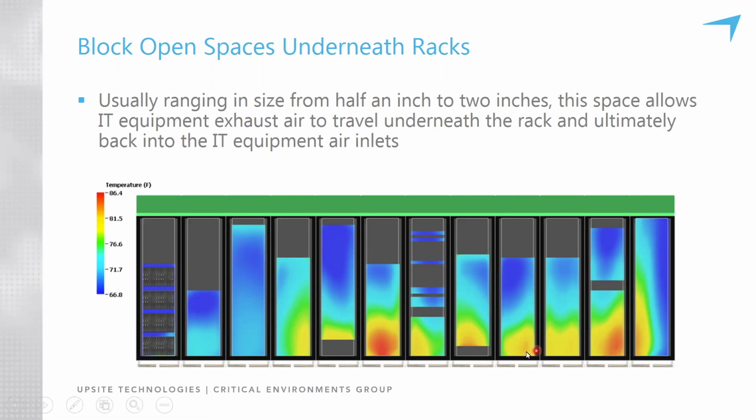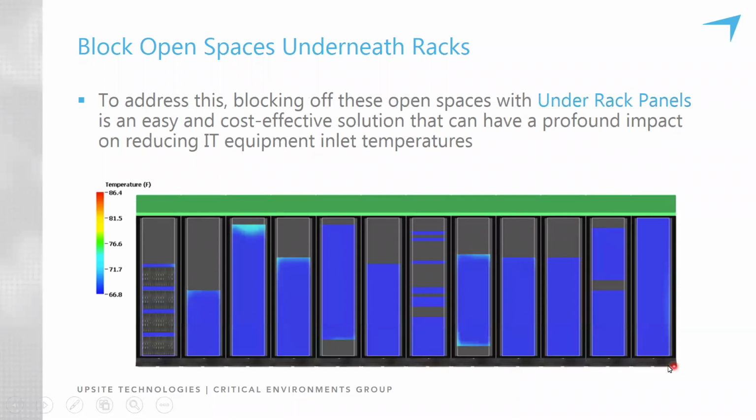And this is the result of hot exhaust air circulating underneath the cabinet and flowing into the IT equipment intakes. Now, the problem cannot be solved in many cases by adding more conditioned air or colder conditioned air. It's simply that the exhaust air flowing under the cabinets is displacing the conditioned air that's there and available. So when these openings are sealed, you can see that the intake temperatures have dropped substantially.